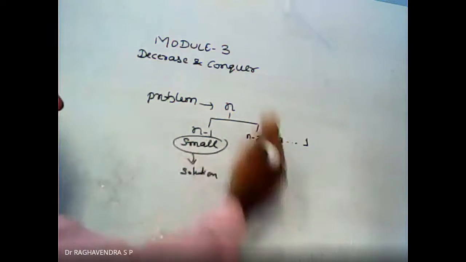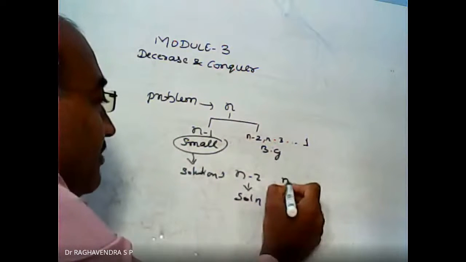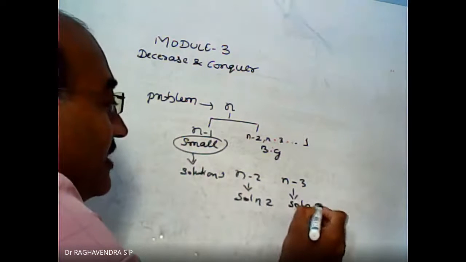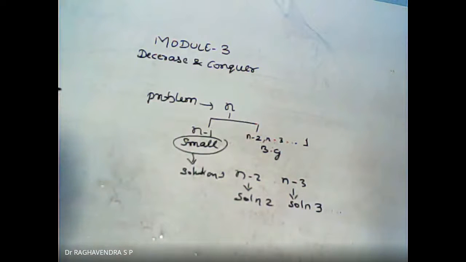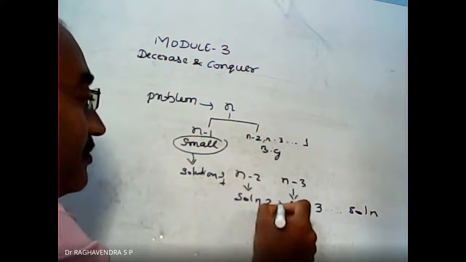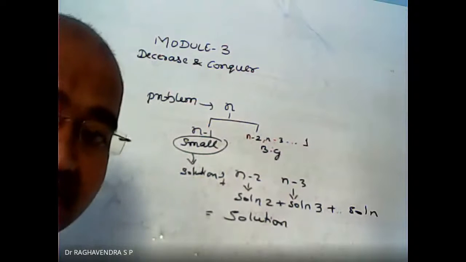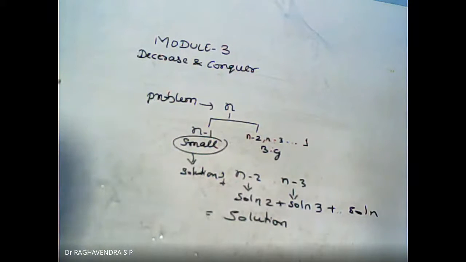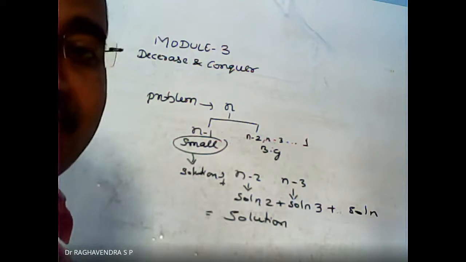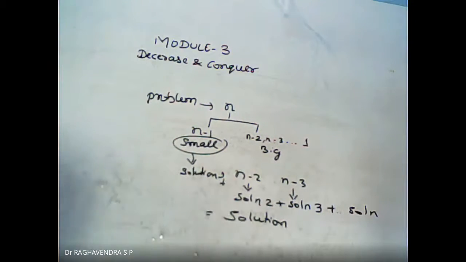then you find the solution for n minus 2. This is called solution 1, this is called solution 2. Similarly, solve n minus 3 and you get solution 3, and so on, until you get solution n. When you integrate them, you get the actual solution. The main logic behind decrease and conquer is that it always uses small instances of the problem, which are taken and solved first. These are some of the points we should remember.